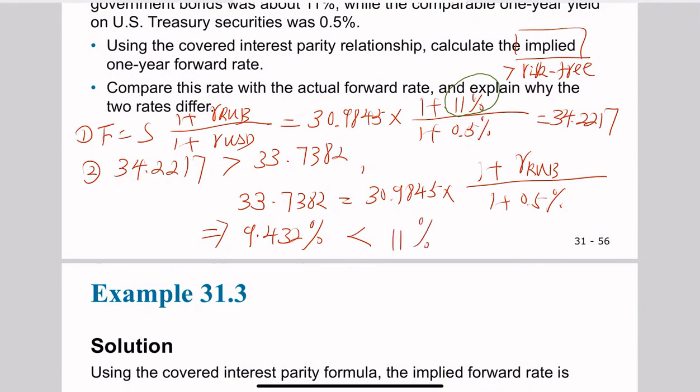Again, this is because 11% contains the default risk premium. So obviously, if you use 11% to calculate the forward exchange rate, you will get a number larger than the actual forward exchange rate, because 11% is not a risk-free rate. This also implies that if you use the actual forward exchange rate, you can back out the risk-free rate in Russia, right? Which is 9.432%.